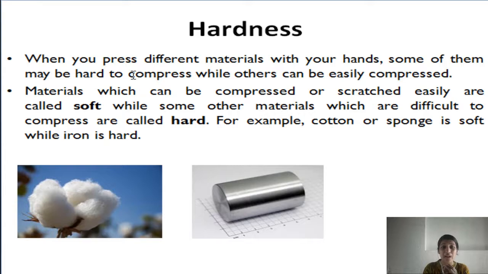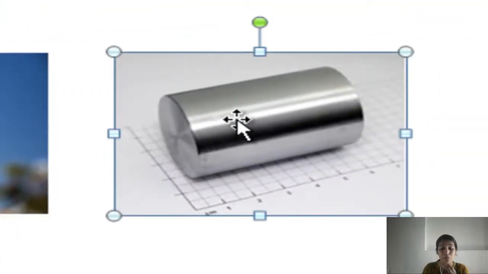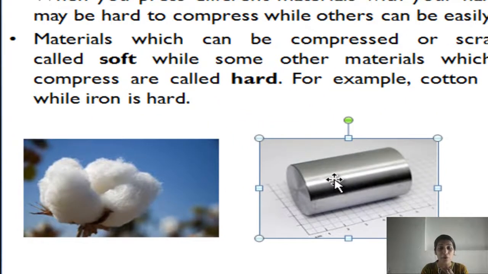Second property is hardness. When you press different materials with your hands, some of them may be hard to compress, while others can be easily compressed. Materials which can be compressed or scratched easily are called soft, while some other materials which are difficult to compress are called hard. For example, cotton or sponge is soft, while iron, when you press with your hand, is hard. So the second property is hardness.